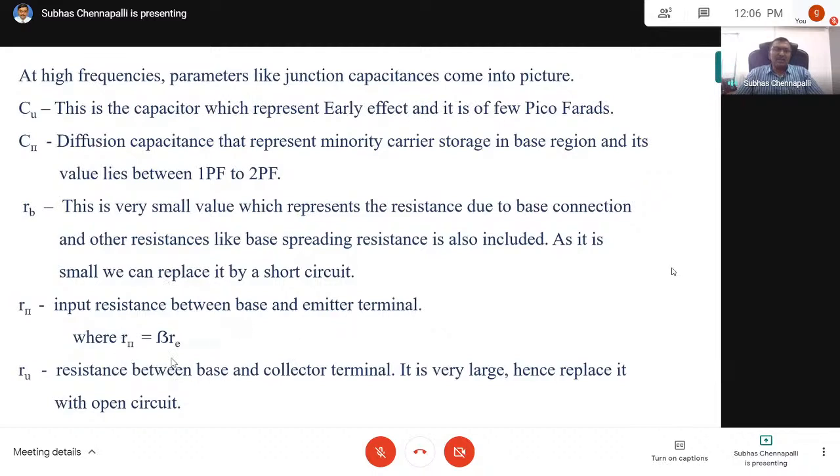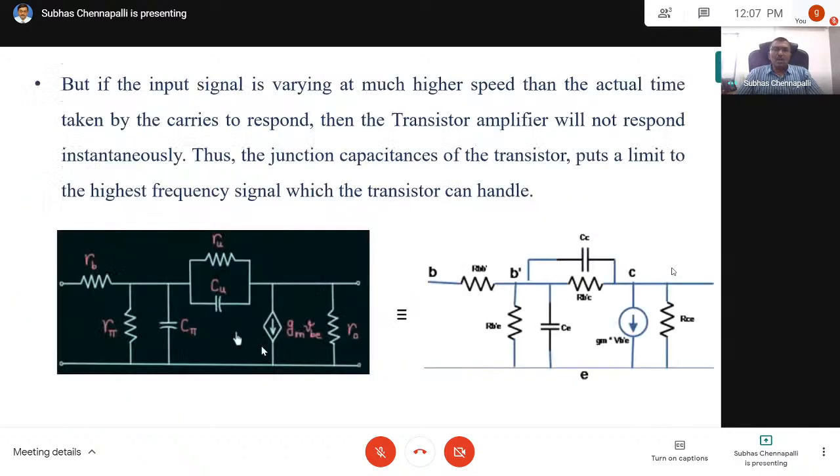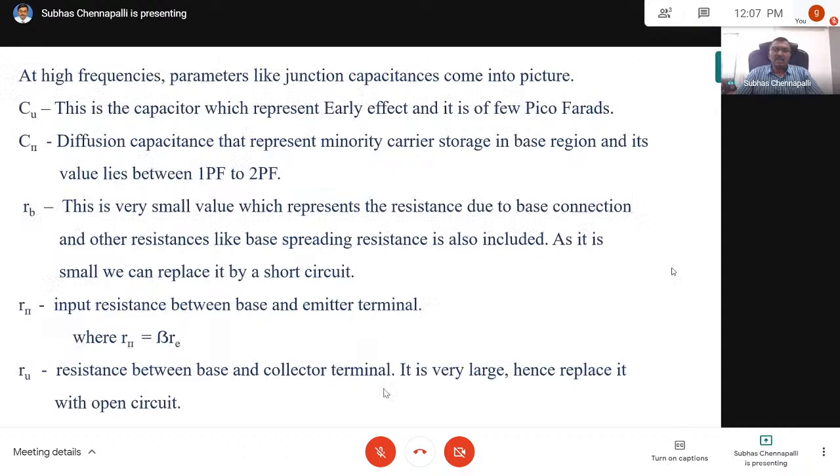This formula you need to remember, R pi is equal to beta times RE. We are linking the RE model with the pi model. You can even link the pi model with the H model also. You can do that mapping of parameters later. Then R mu. The resistance between base and collector terminal is very large, hence replace it with an open circuit.